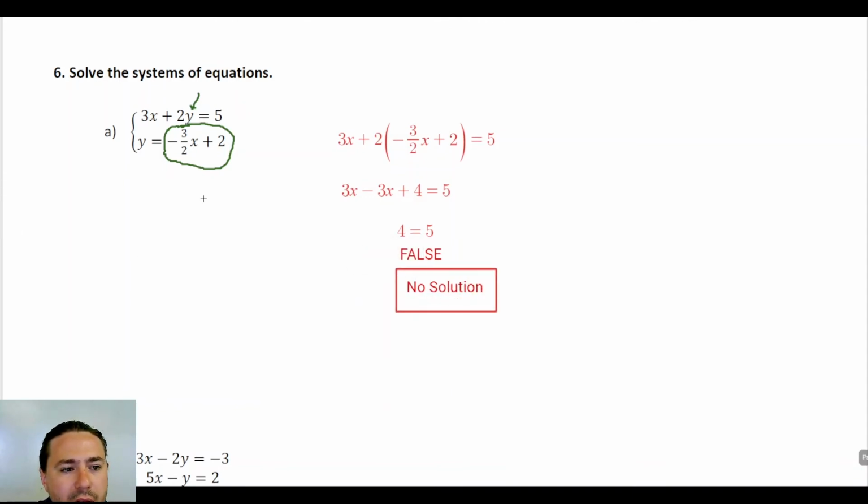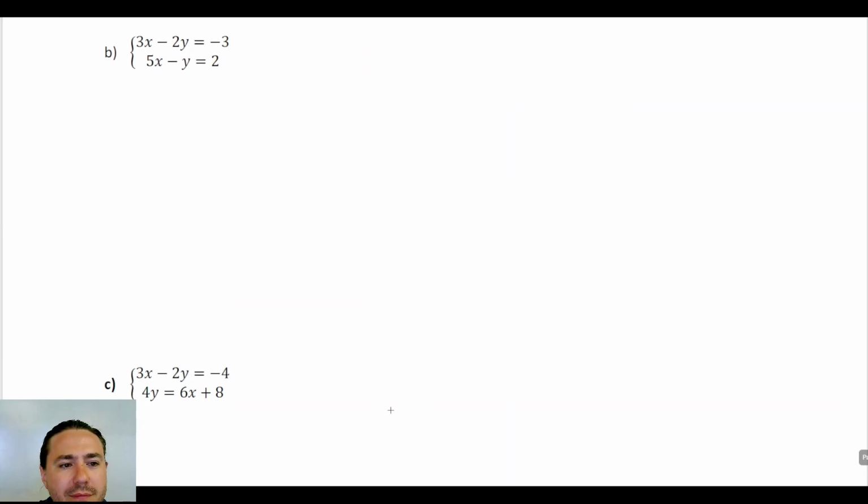There you go. All right, so that one we didn't really get to go through the whole process, so let's take a look at B. This one doesn't have any variables isolated, so you just need to pick one and go for it. I'm going to try to solve for this y right here.